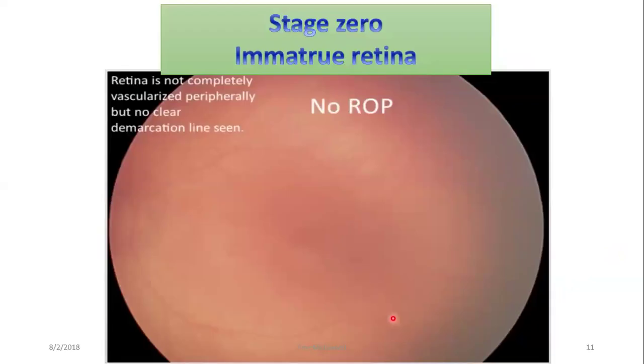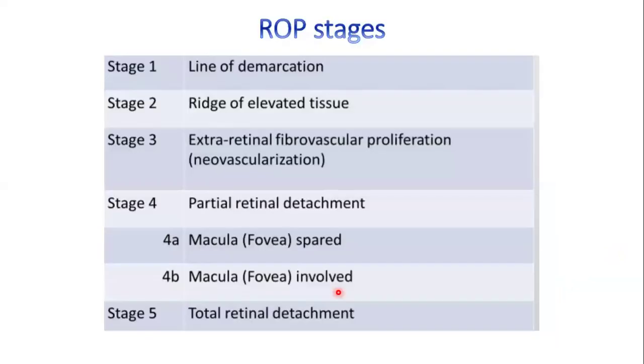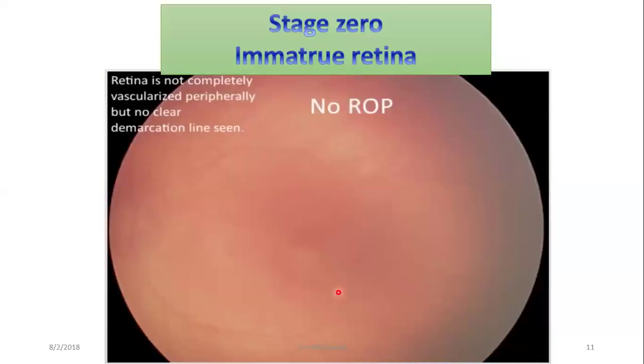We also have stage 0 actually, which is not mentioned here, which is the immature retina. Whenever you are screening a baby and he has a part which is immature, but there is no line of demarcation or no ridge or anything else, we call it stage 0. For example, in this child, you have stage 0 in zone 3.